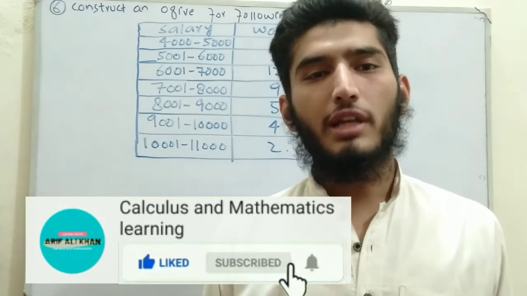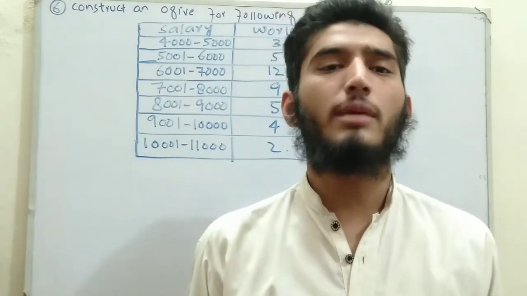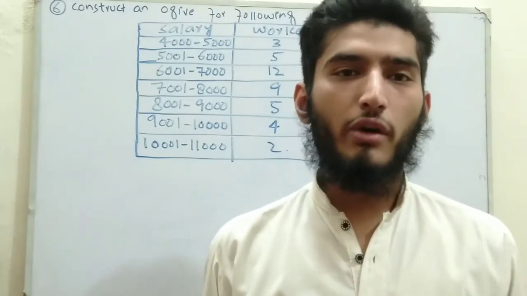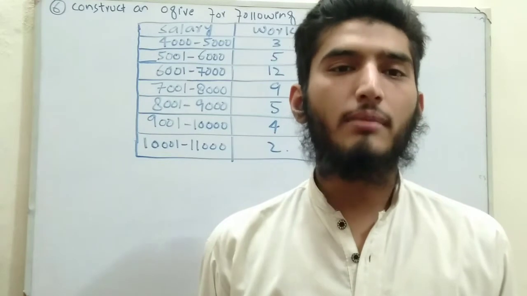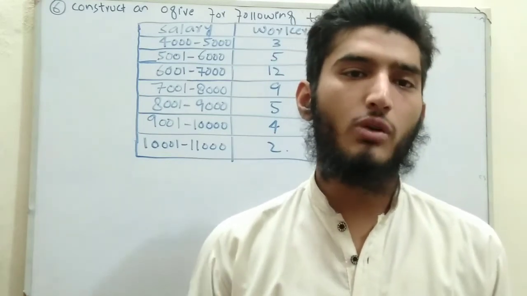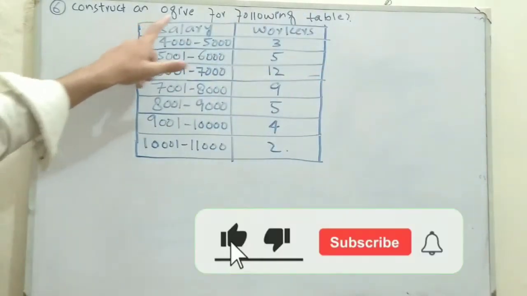In the previous video, we learned question number 4 related with exercise number 6.2 of chapter number 6 of Statistics, class 10 Mathematics. In today's video, we are going to solve problem number 6 of exercise 6.2 related with the topic Ogive. Now let's move to question number 6. It tells us to construct an Ogive for the following table.